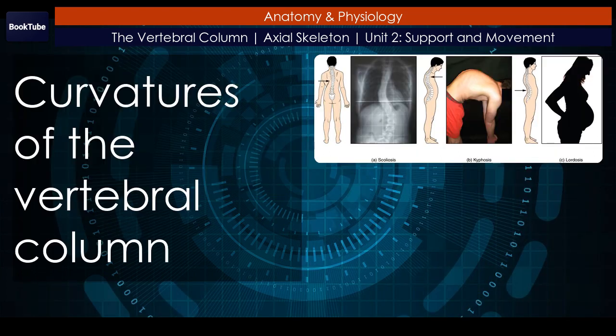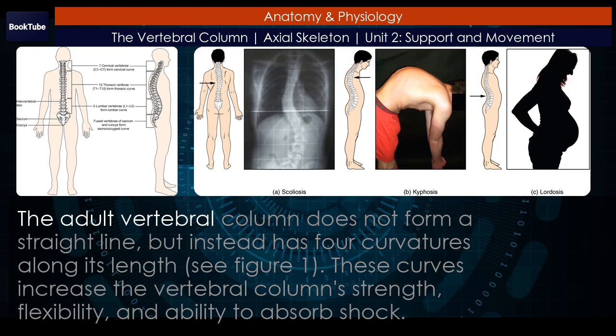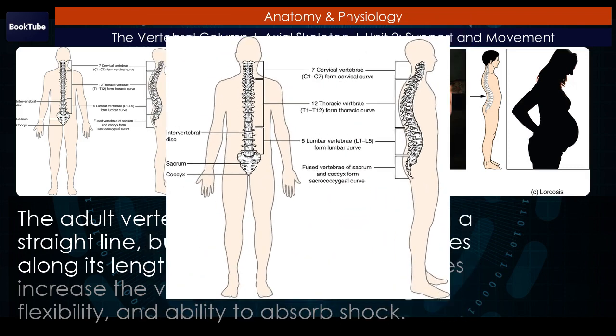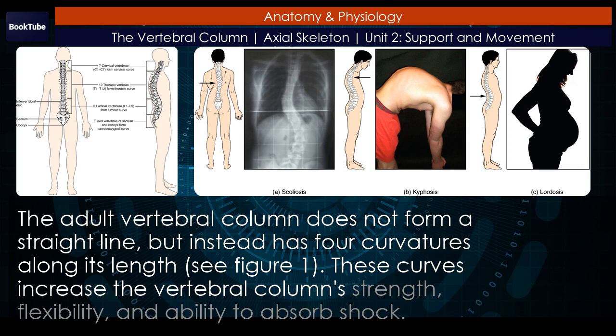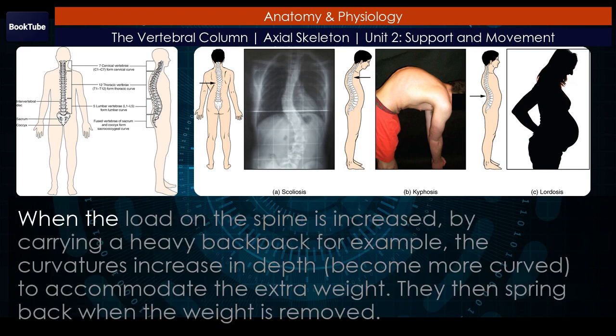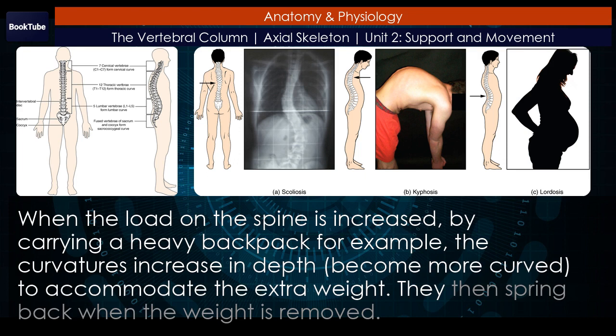Curvatures of the vertebral column. The adult vertebral column does not form a straight line, but instead has 4 curvatures along its length. See Figure 1. These curves increase the vertebral column's strength, flexibility, and ability to absorb shock. When the load on the spine is increased, by carrying a heavy backpack for example, the curvatures increase in depth, become more curved, to accommodate the extra weight. They then spring back when the weight is removed.